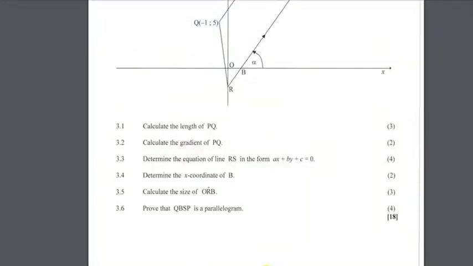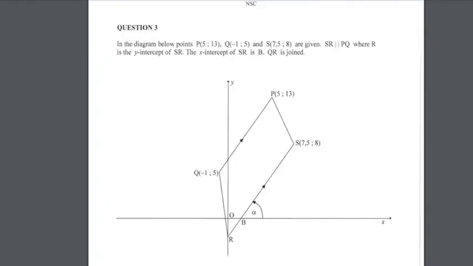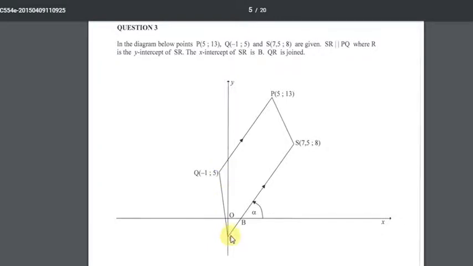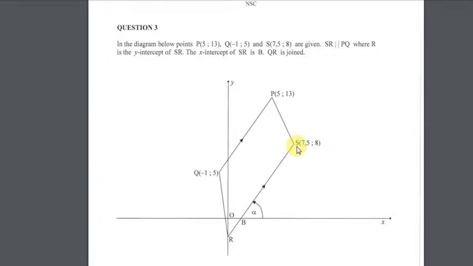The next question is determine the equation of the line RS in the form AX plus BY plus C equals 0. So the line RS. So here's the line RS. Now what do we know about the line RS? Firstly, we know that it's parallel to PQ. So we already know the gradient of RS, and also we know the coordinate of this one point here, S.